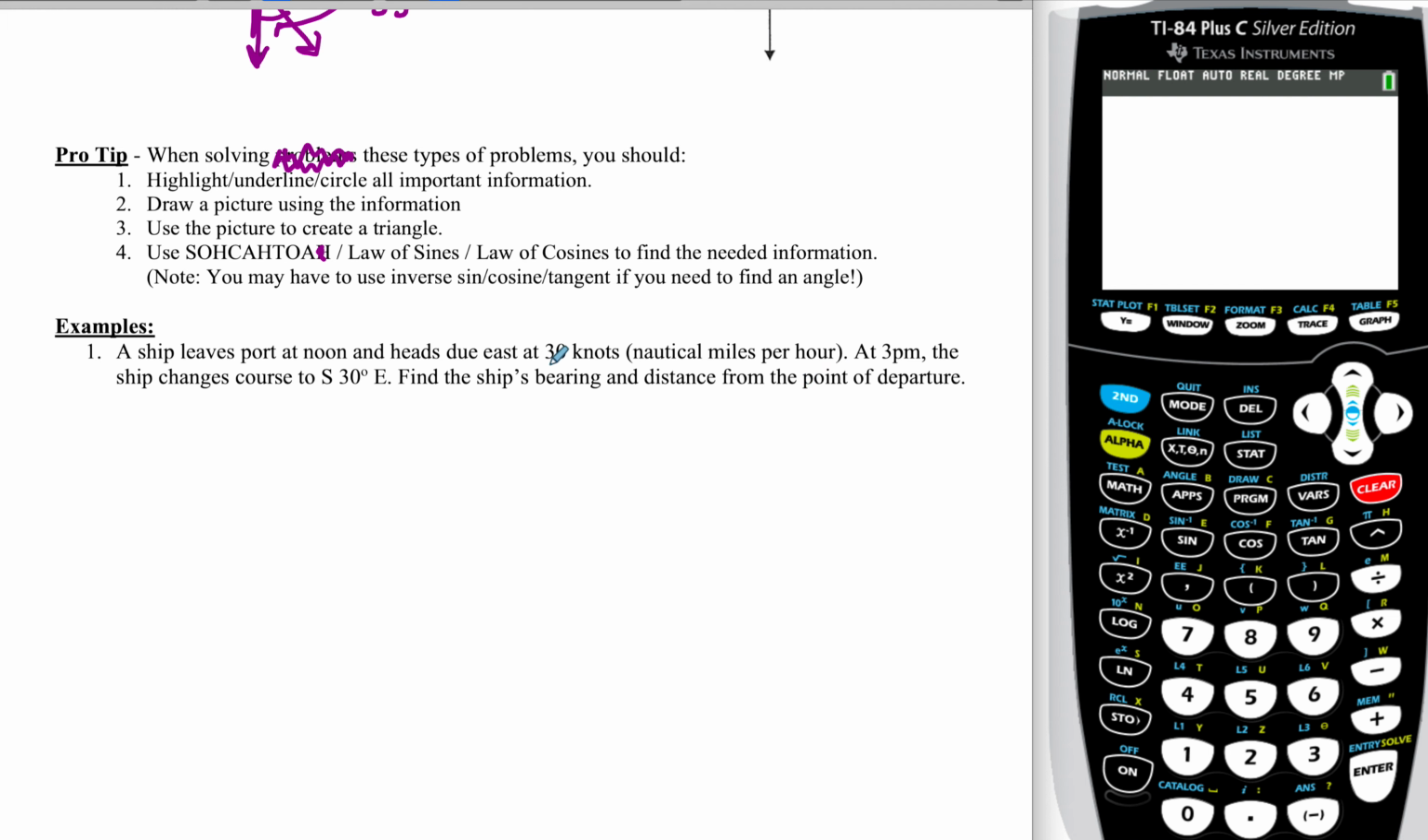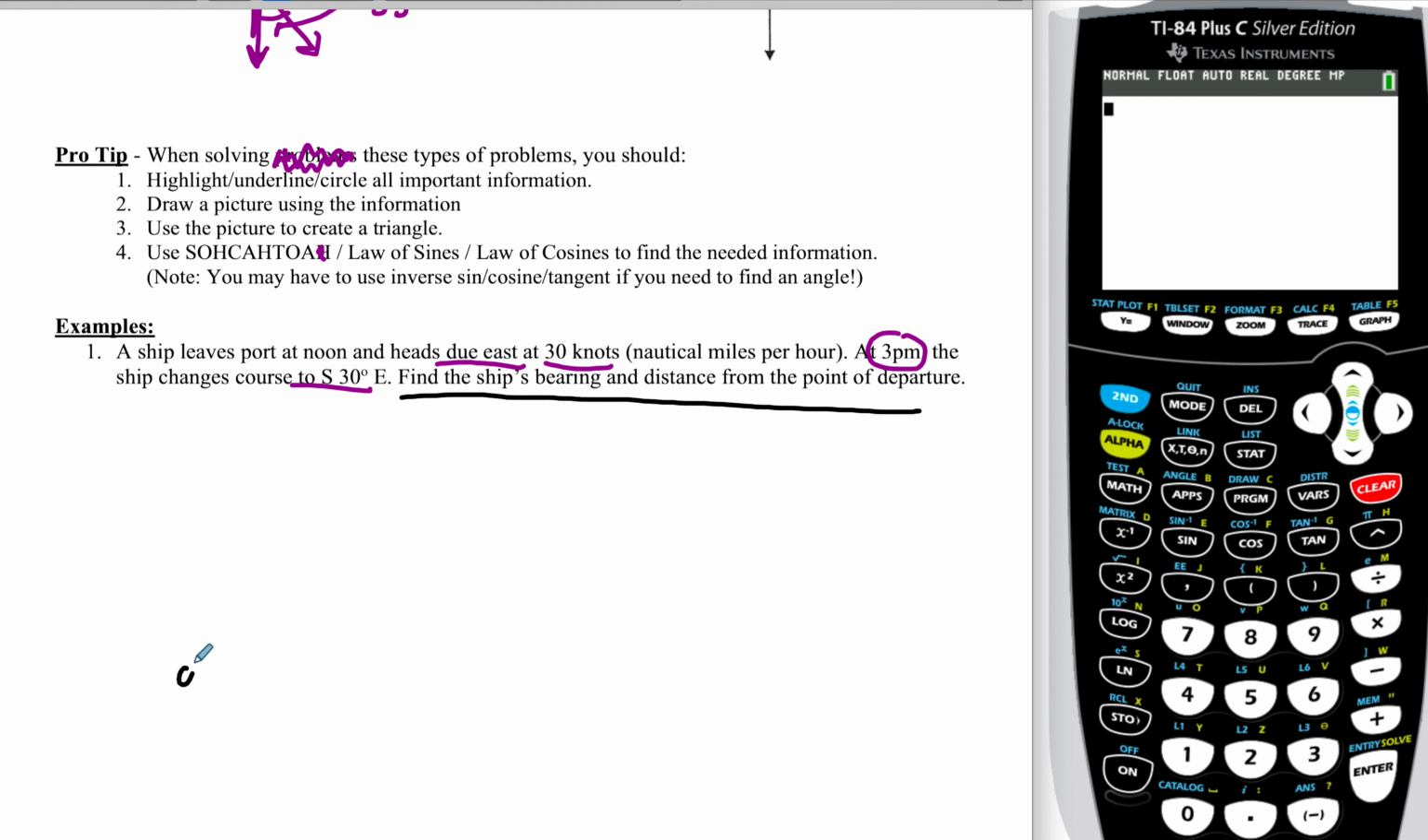Okay, so the important information, we need to know that we're starting going due east. We need to know the speed is 30 knots. It's important to know at 3 p.m. we have a change of course. And then I'll highlight in a separate color what we need to know, the bearing and distance from the point of departure.